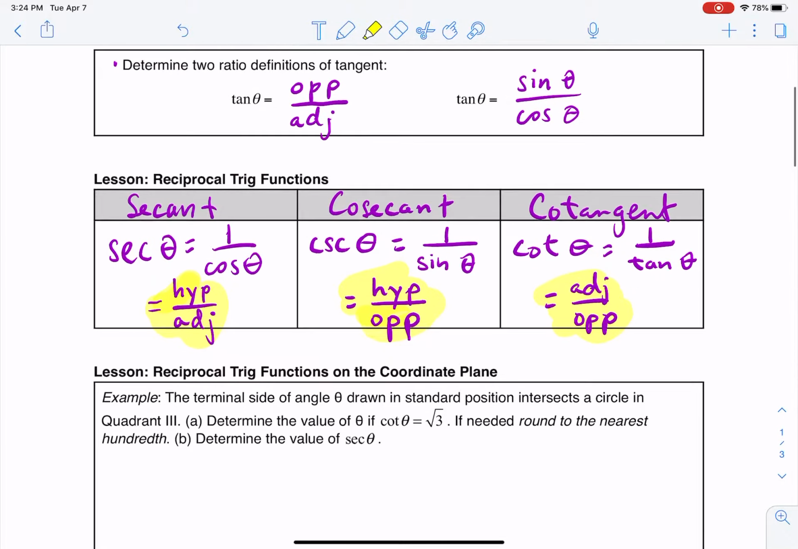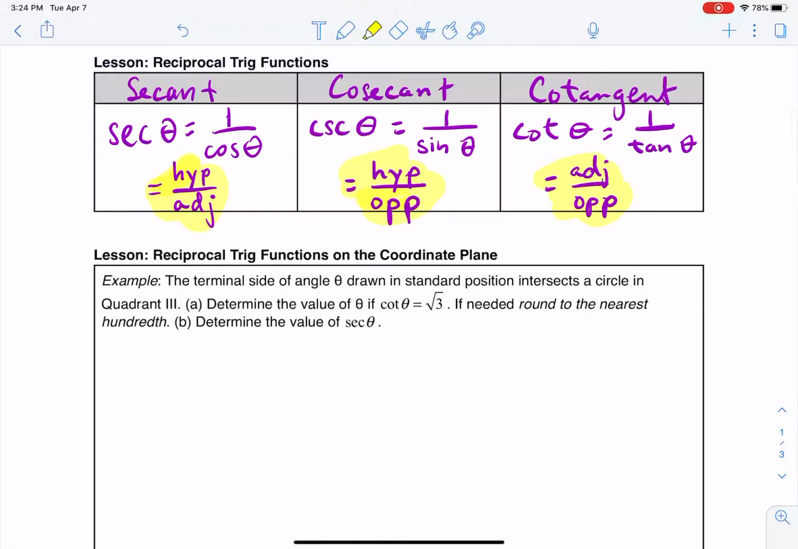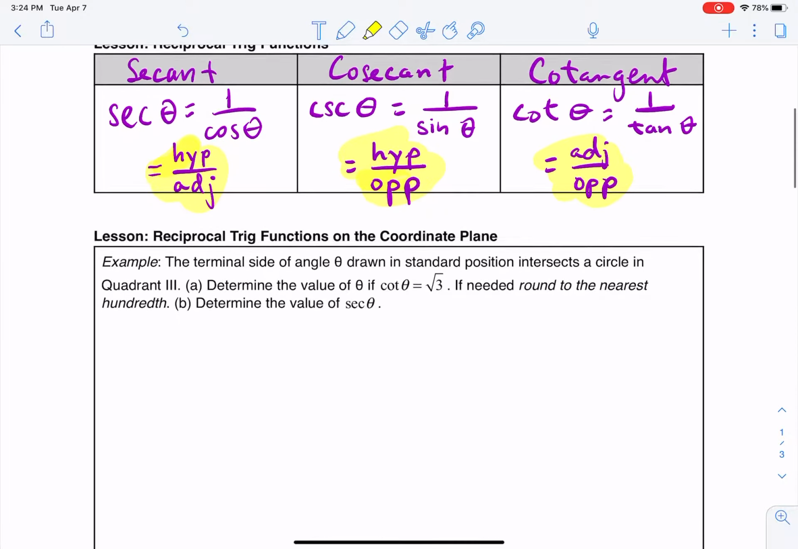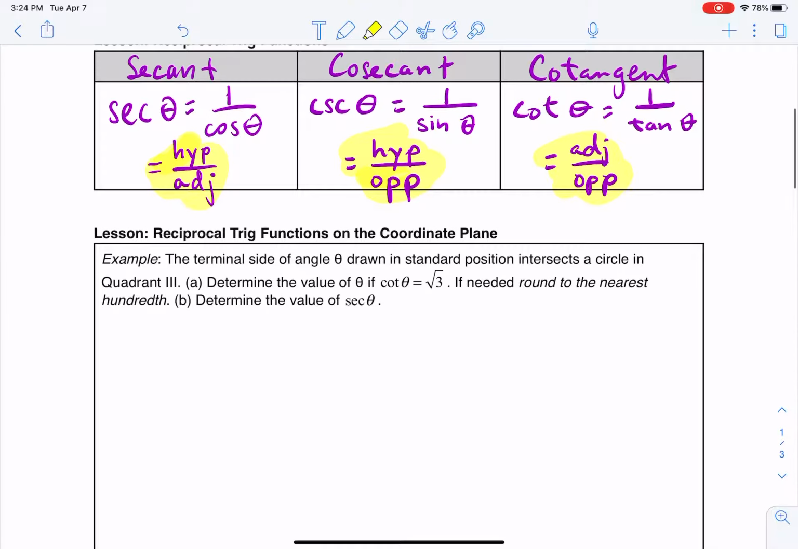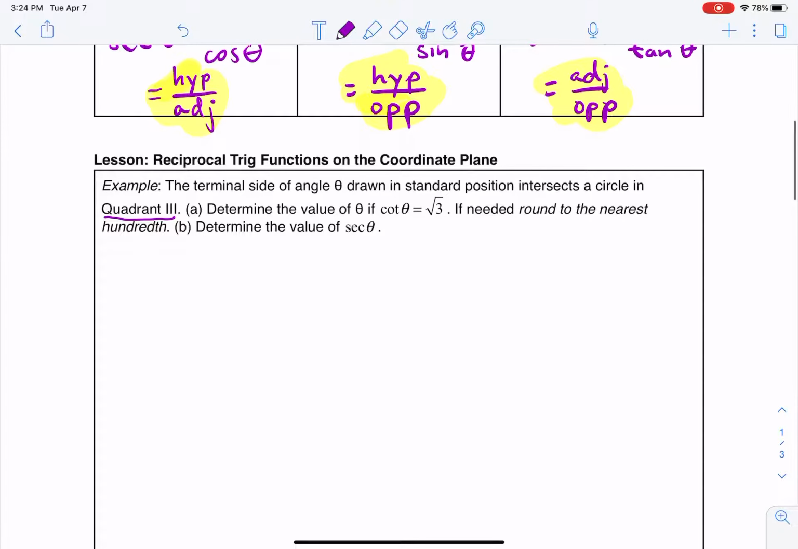Okay, so let's take a look at how we would use these ratios to help us solve problems in circles on the coordinate plane. All right, so in this example, we're told the terminal side of angle theta, drawn in standard position, intersects a circle in quadrant 3. So that's an important piece of information. Determine the value of cotangent of theta. Determine the value of theta if cotangent of theta equals the square root of 3. If needed, round to the nearest hundredth. So let's just look at part A first.